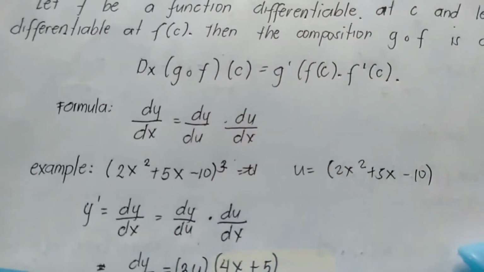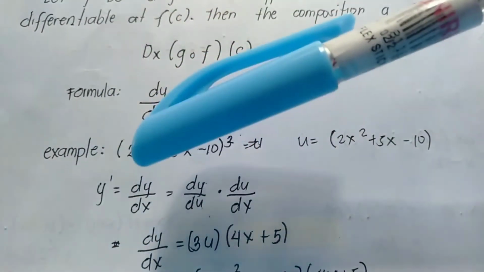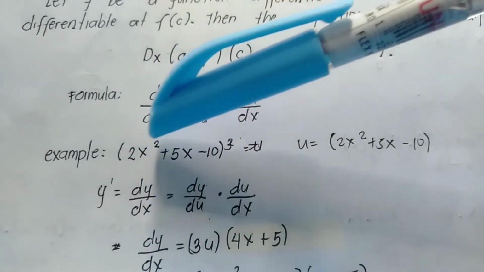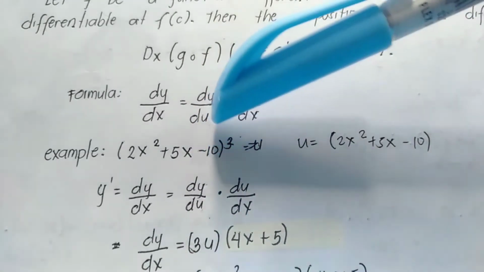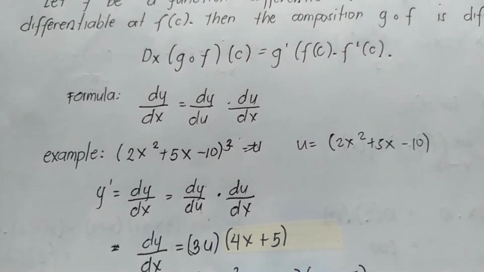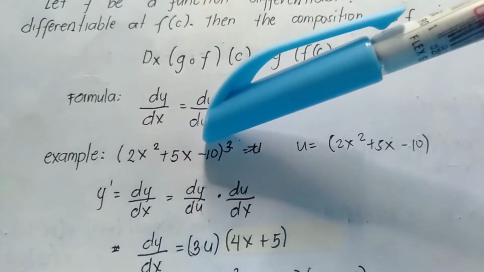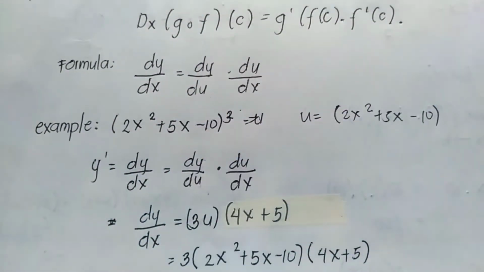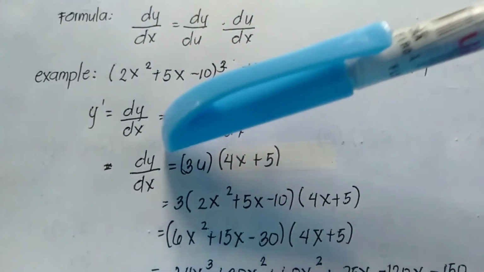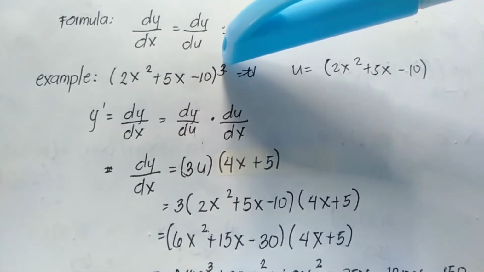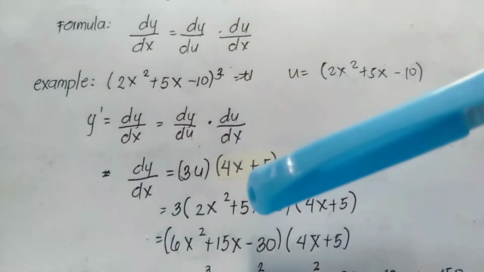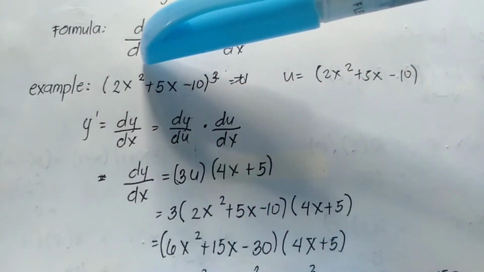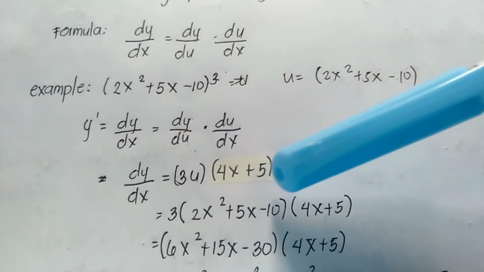So, for example, find the derivative of 2x squared plus 5x minus 10, cubed, using the chain rule. Our u is 2x squared plus 5x minus 10. So the derivative of y with respect to x is 3 times u squared times the derivative of u. The derivative of u is 4x plus 5.